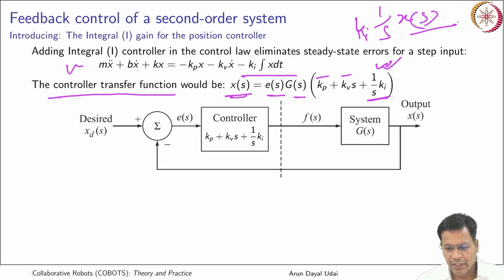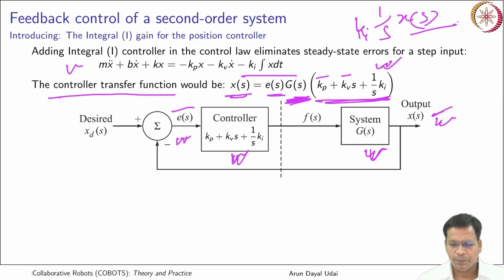So X(s) and E(s) relate the displacement X(s) to the E(s) that is coming here as an input. This is the product of G(s) and the controller gain. The controller is Kp plus Kv s plus the integral part of it, that is Ki by s. G(s) is the system gain. So error is converted to the output like this, and this and this are related.